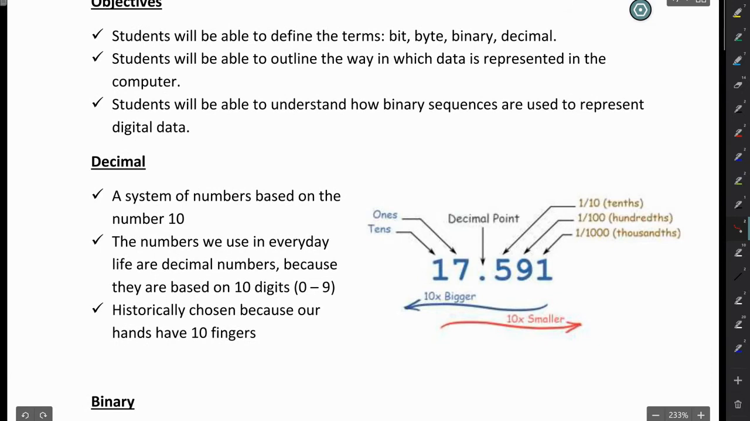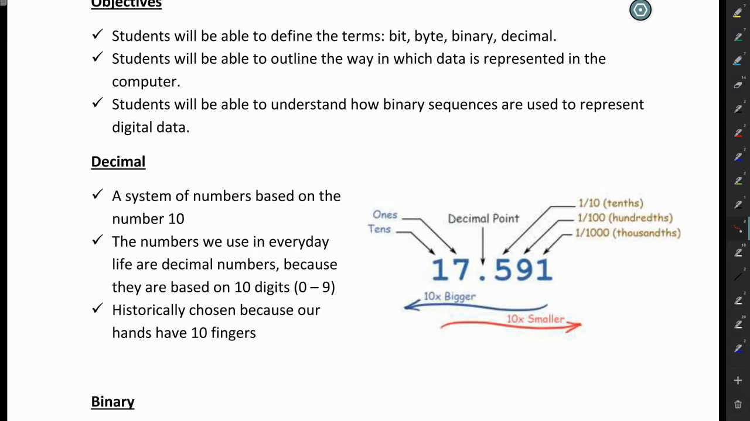And to start, we're going to look at the decimal number system. Of course, that's a number system based on the number 10, and it's the numbers that we use in everyday life. They're based on 10 digits from 0 to 9, historically chosen because our hands have 10 fingers.